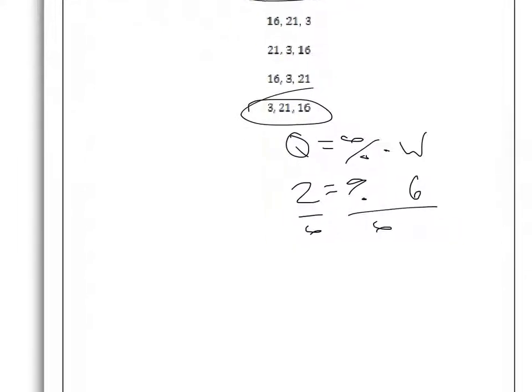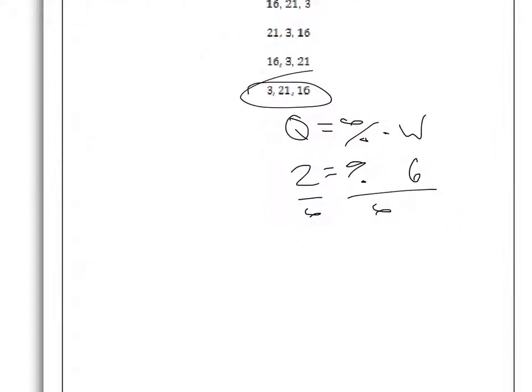We get 2 over 6, which simplifies to 1 over 3, which would give us 0.3 repeating, which would be 33.3%, or approximately 33%.